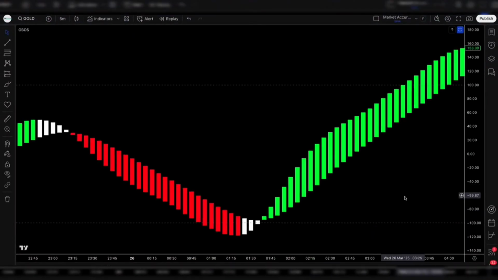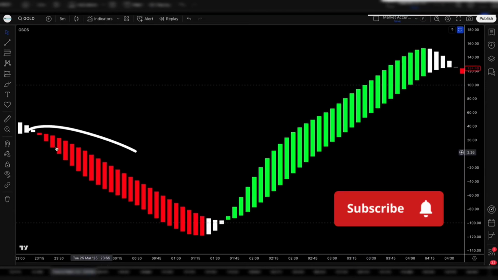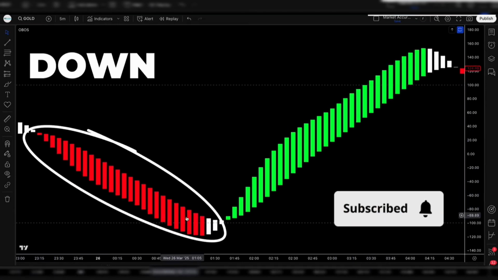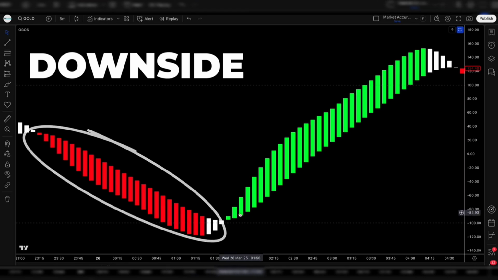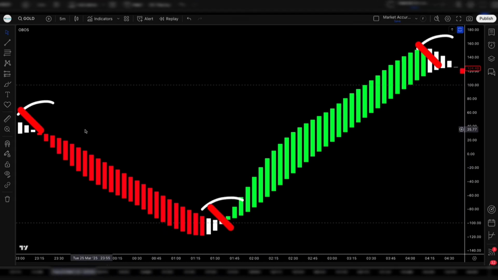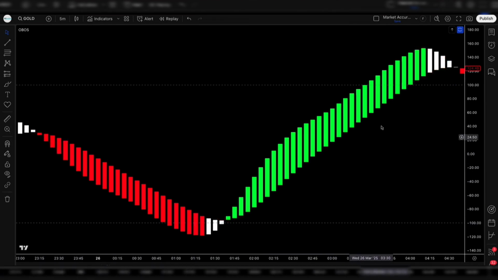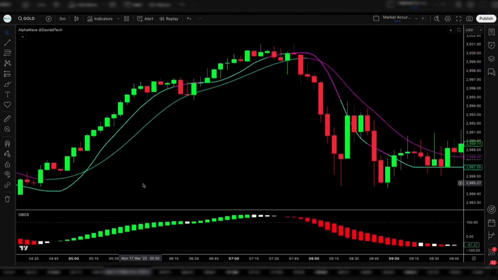Now we will see how we will recognize the trade with this indicator. Before trading on this indicator, you can see that these red candles indicate the downside movements, and these green candles indicate the upside movements. And here white candles say no trade area. Now how to take a trade with both the indicators, and that is when the thing is going to get cleared.